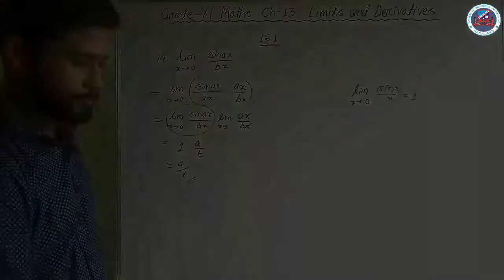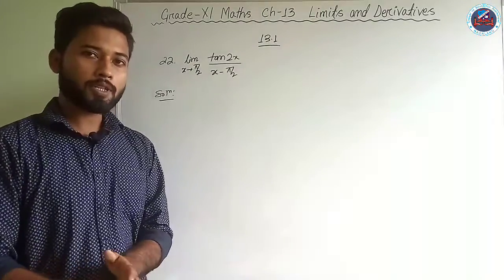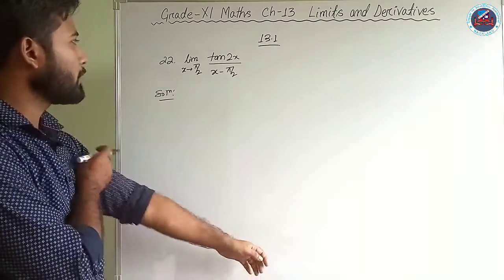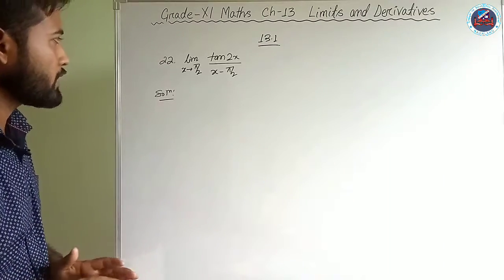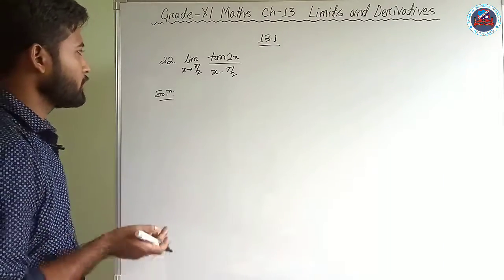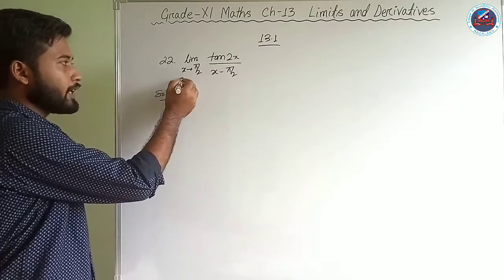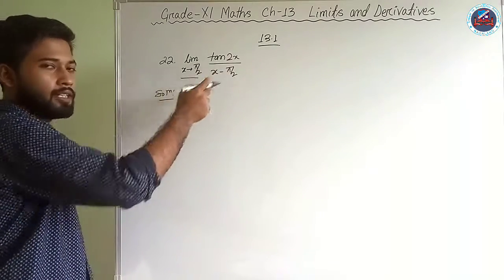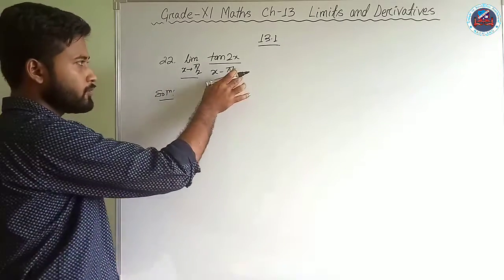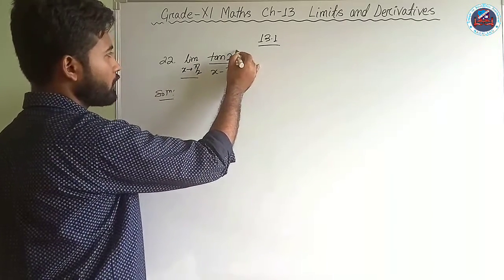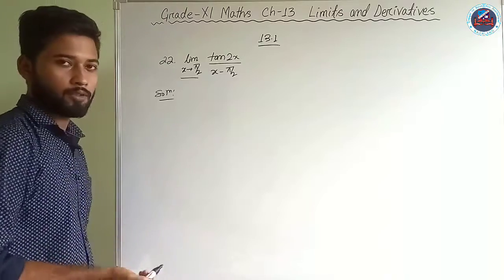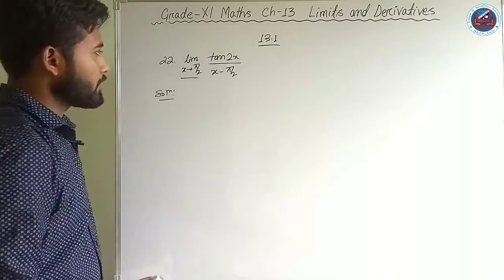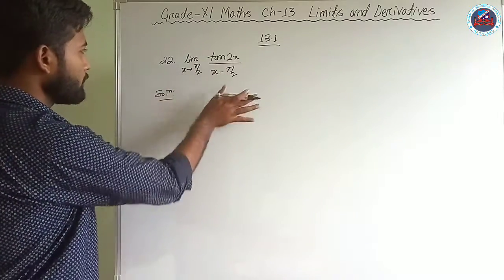Okay, quite easier. In question number 22, they have given a limit, that is limit x tends to pi by 2, and we need to find the limit of tan twice x by x minus pi by 2. Now you see that x is tending towards pi by 2, isn't it? So if I put x equal to pi by 2, this will be what? 0. And if here we put pi by 2, this will be tan pi, and that will also be 0. So we need to manipulate a bit.